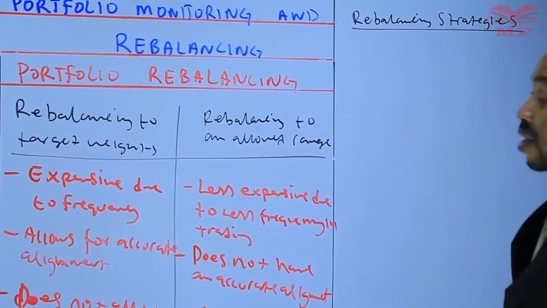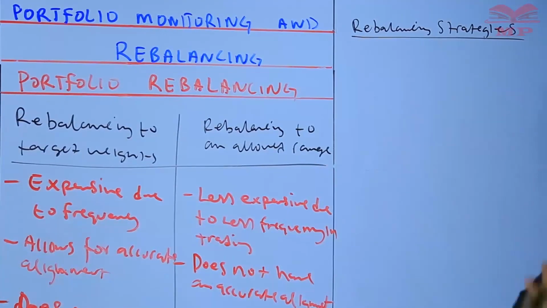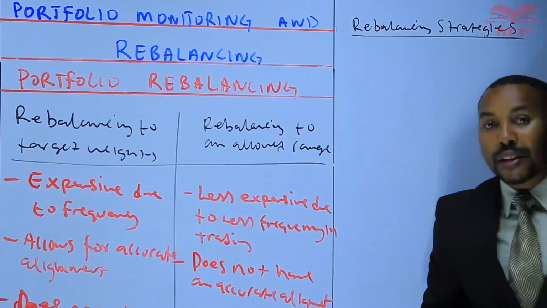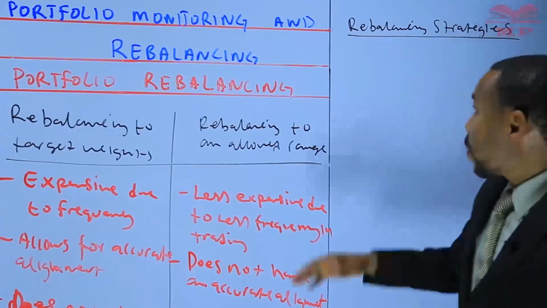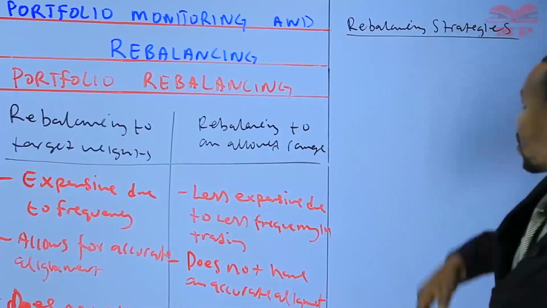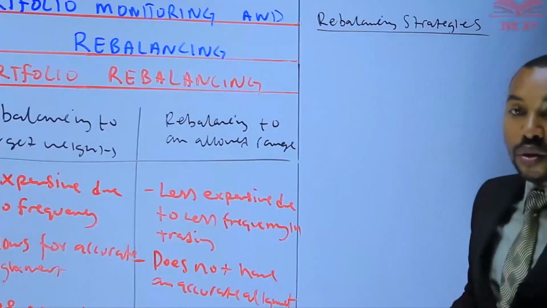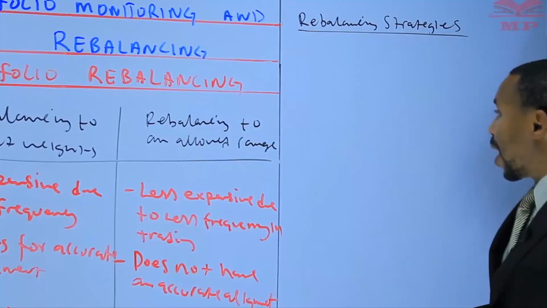Rebalancing strategies are different from rebalancing disciplines, because rebalancing disciplines have two variants. The first one is called calendar rebalancing. The second one is called percentage of portfolio rebalancing. As far as the strategies are concerned, we are looking at the techniques or tactics used by portfolio managers so that they can rebalance the portfolio adequately.